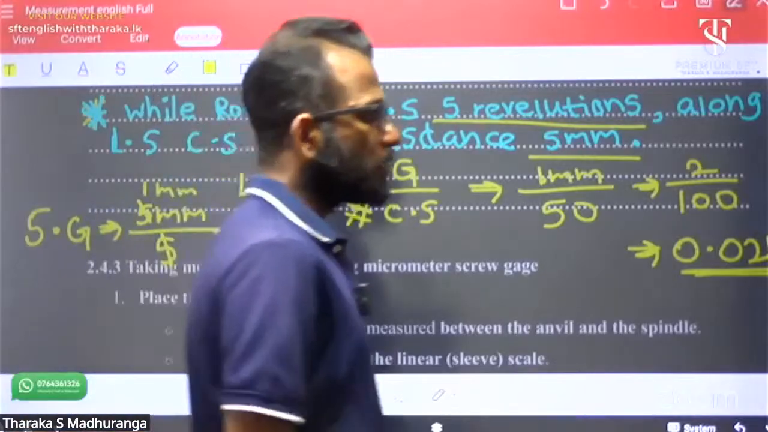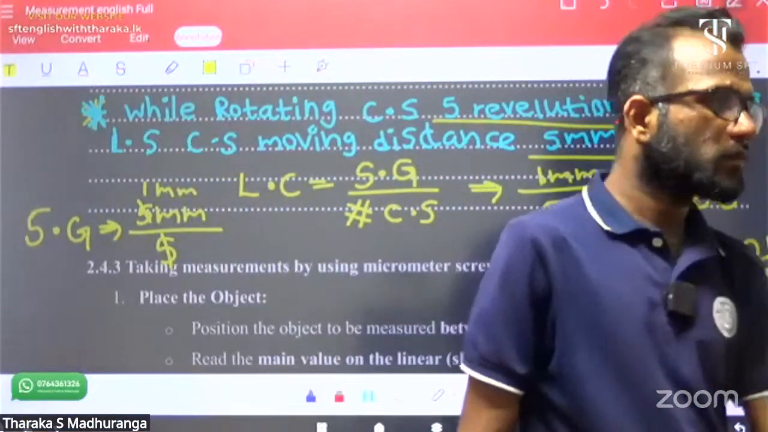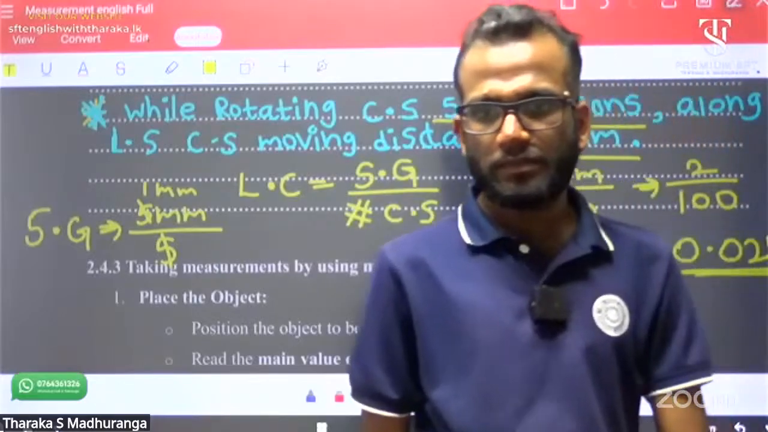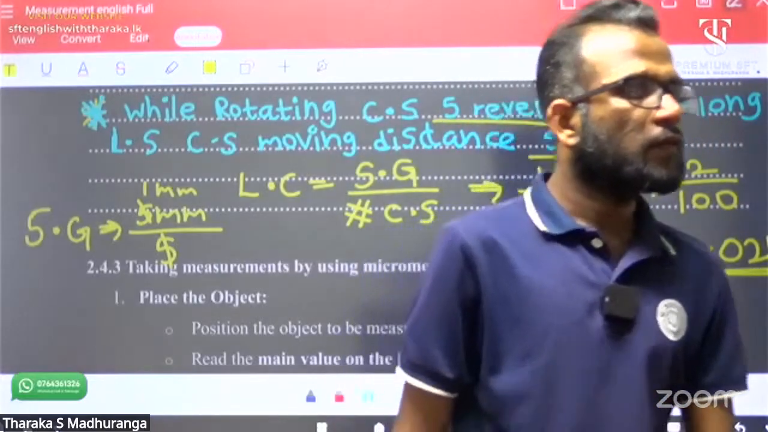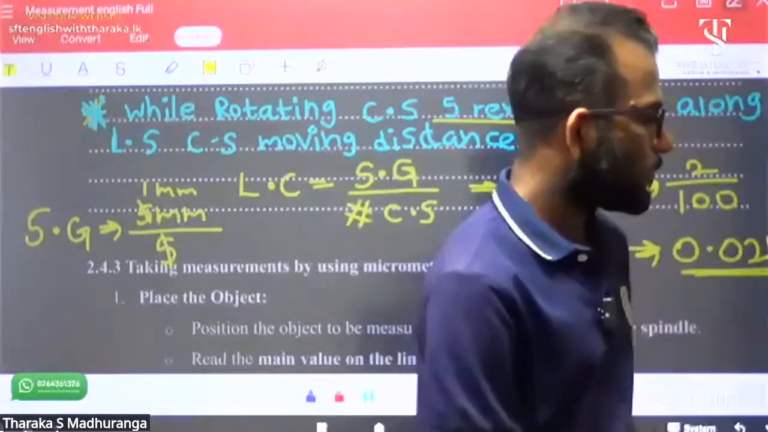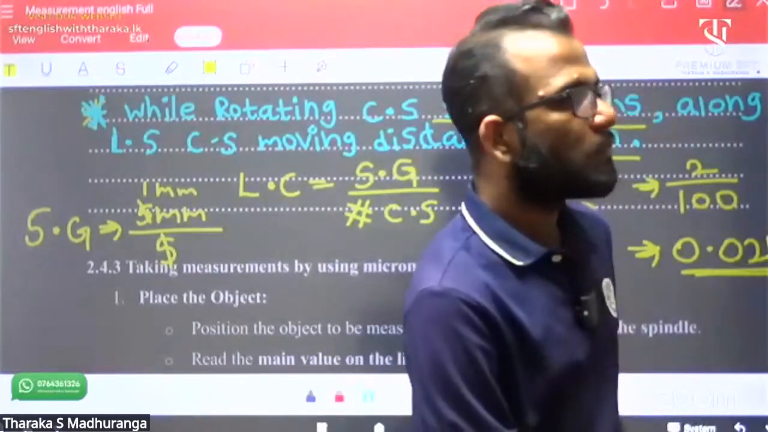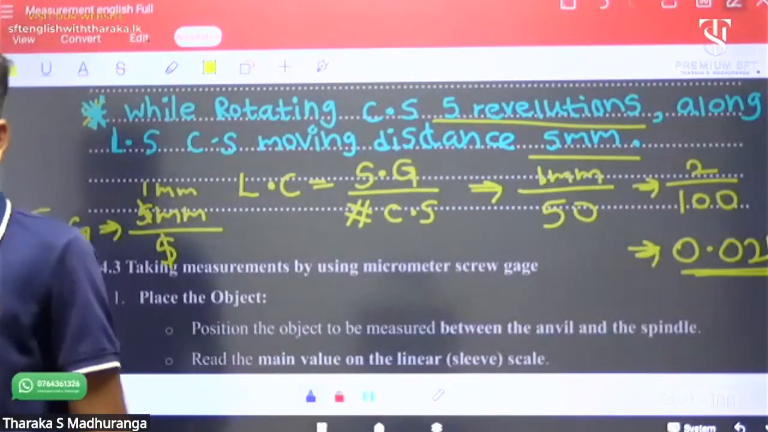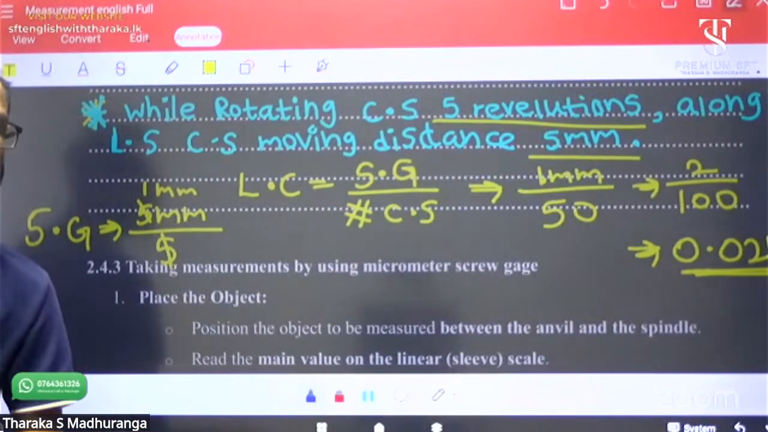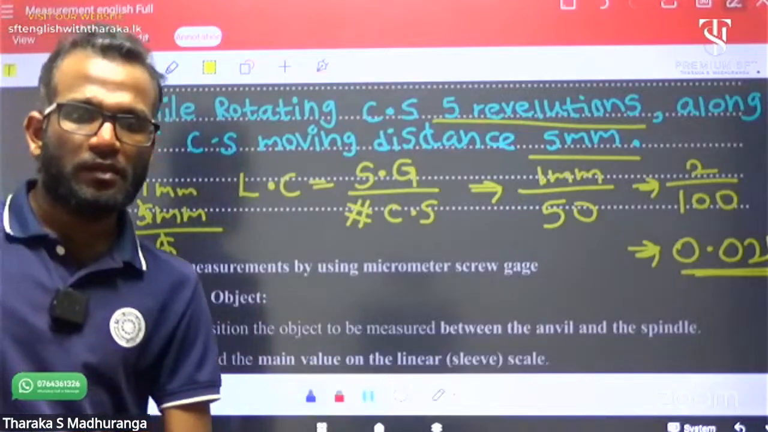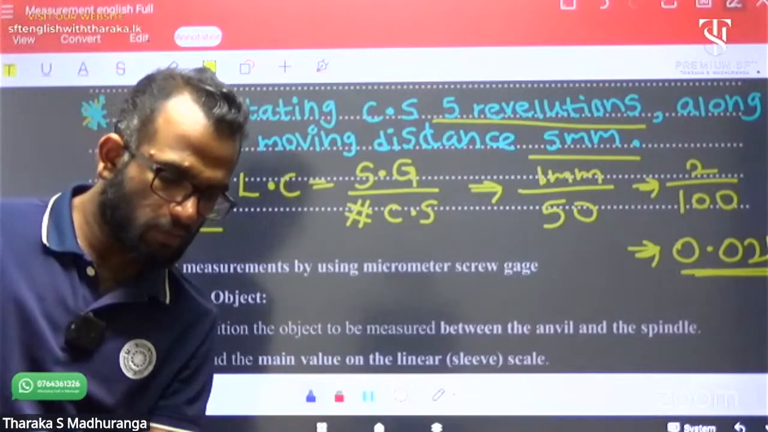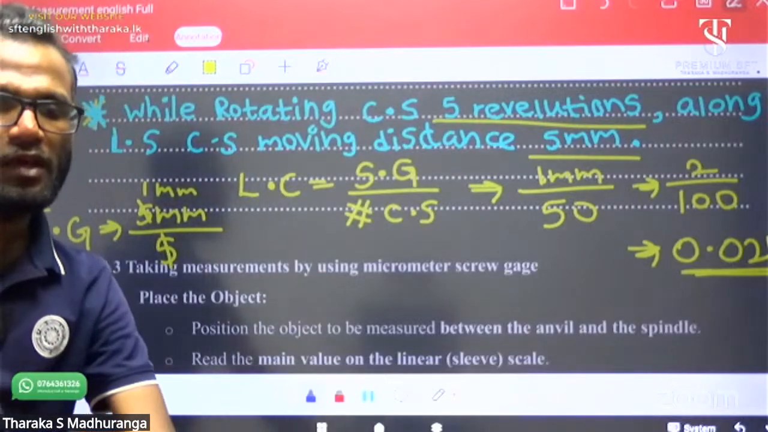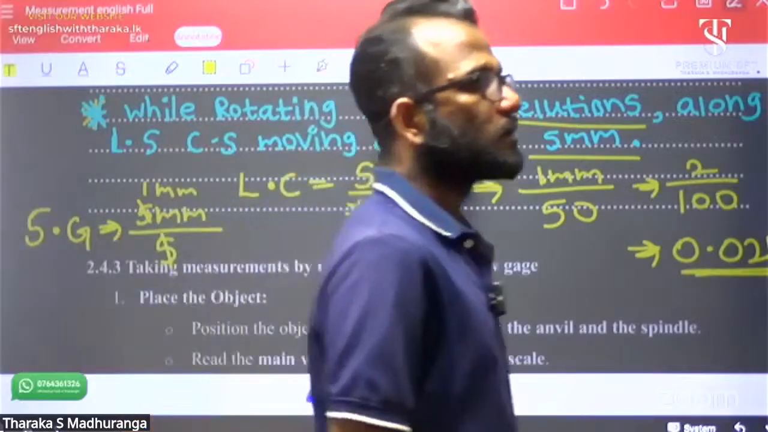There is a micrometer screw gauge with 100 circular scale parts.